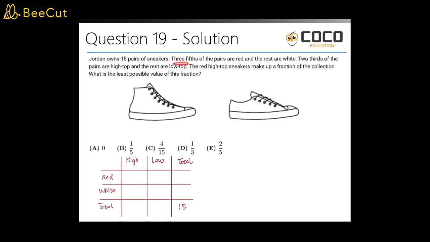Then it says that 3/5 of them are red. The rest are white. So 15 times 3/5 is 9. So the total number of red sneakers is 9. White will be 6. Next, 2/3 of the pairs are high tops. Then we find the high tops will be 15 times 2/3. This is 10. So the low top is 5.